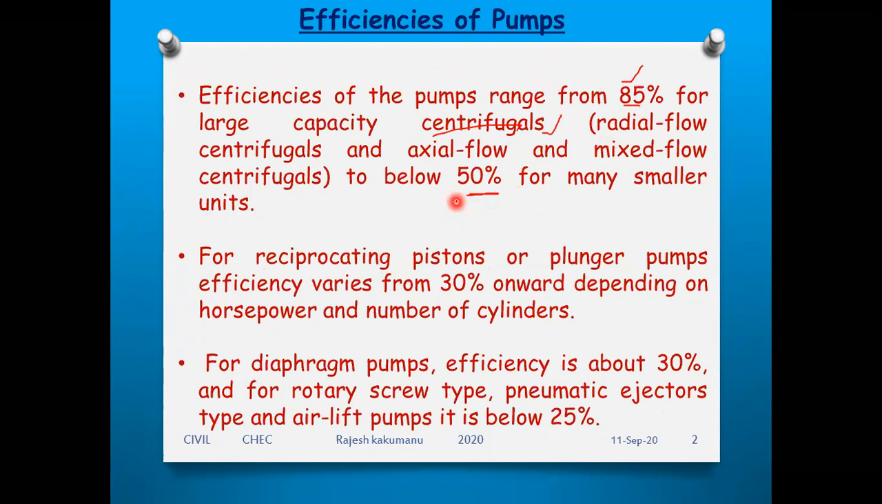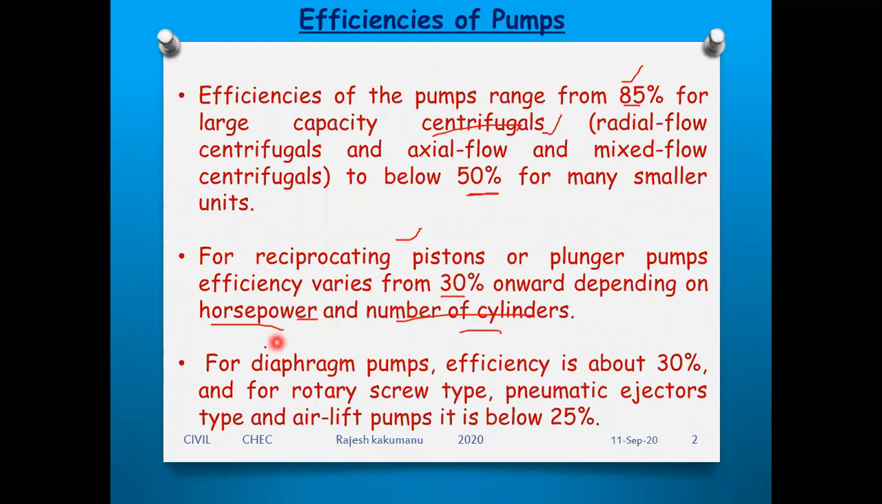Next, for reciprocating piston or plunger type pumps, the efficiency ranges from 30% onwards, depending upon the horsepower and the number of cylinders it is having. So for reciprocating pumps, the efficiency is about 30%.